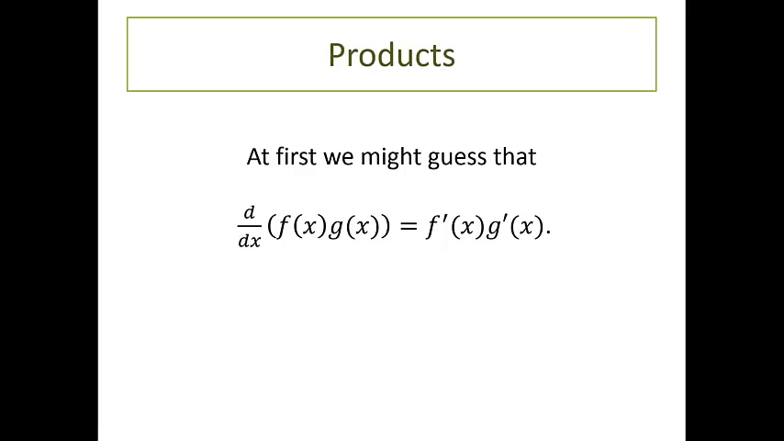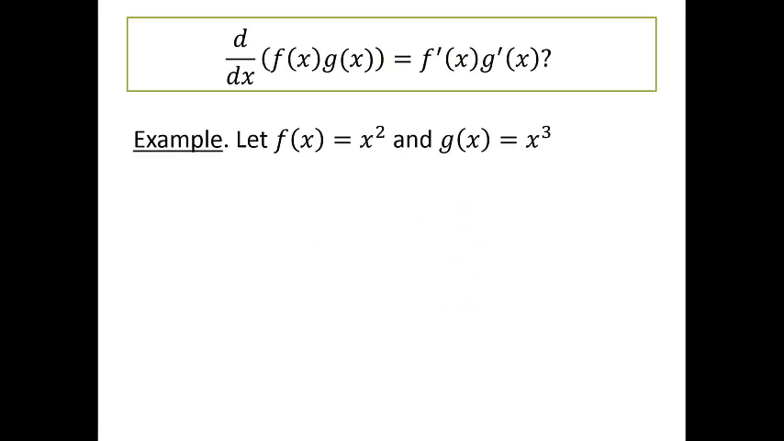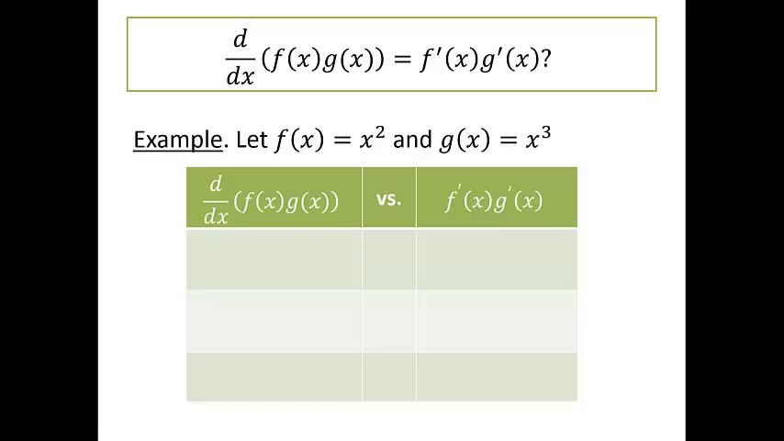At first, we might guess that the derivative of f times g is simply f prime times g prime. And while this would be nice, unfortunately, this is not true. To see why, let's look at the simple example where f of x is x squared and g of x is x cubed. We want to compare the derivative of the product, f times g, with the product of the derivatives, f prime times g prime. First, let's find the derivative of f times g.